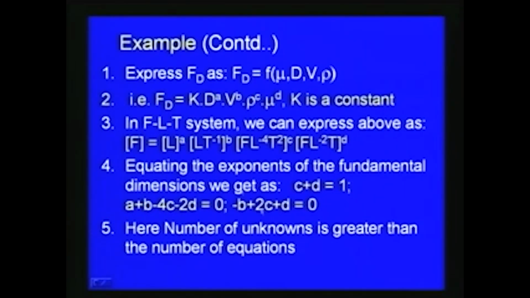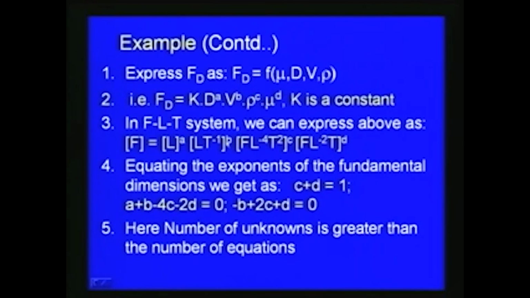To find the values of A, B, C, D, we can equate the exponents of the fundamental dimensions on the right hand side and the left hand side. The left hand side has the unit of force, so F to the power 1, which is known, but the right hand side has the unknowns A, B, C, D. Now we can write 3 equations, since we have 3 fundamental dimensions.